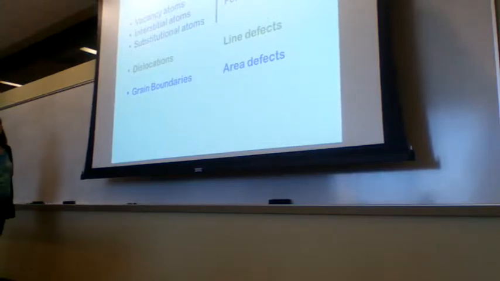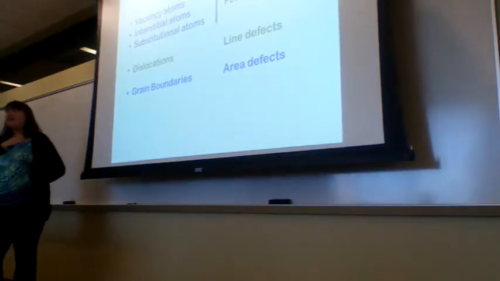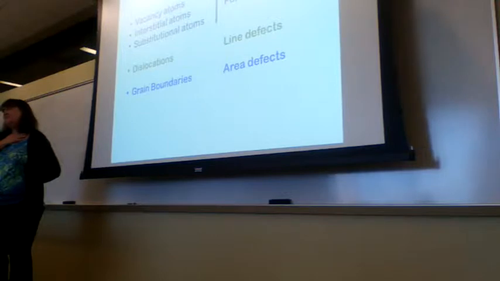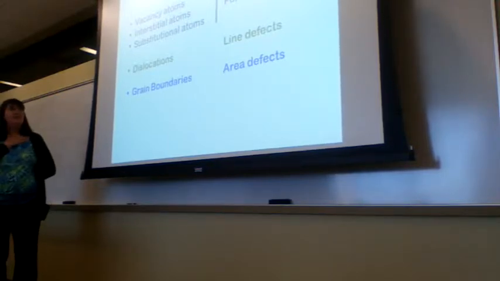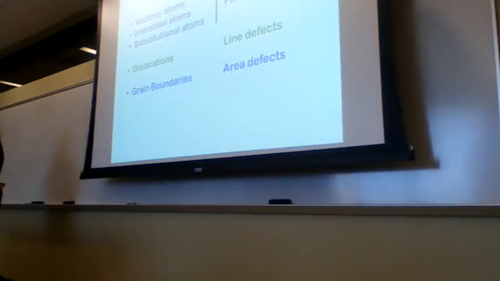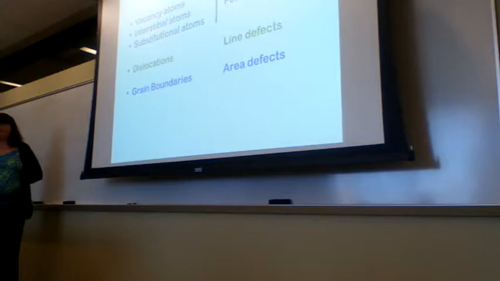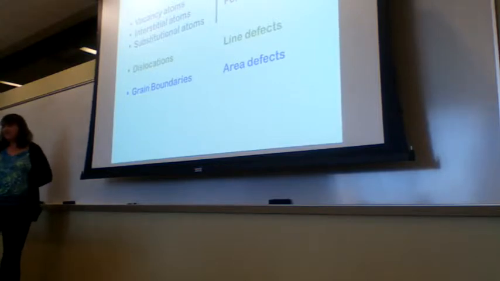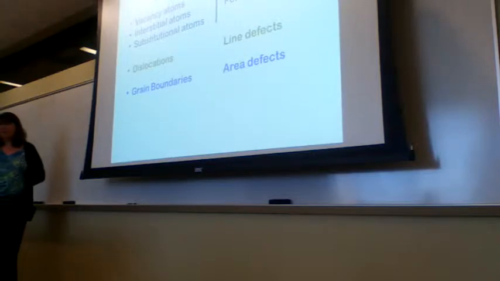Then there are dislocations, where there's a set of line defects. So somehow it shifts the line. And then there are grain boundaries, which are kind of 2-dimensional area defects. There are actually 3-dimensional defects as well, but we are not going to try and visualize those.